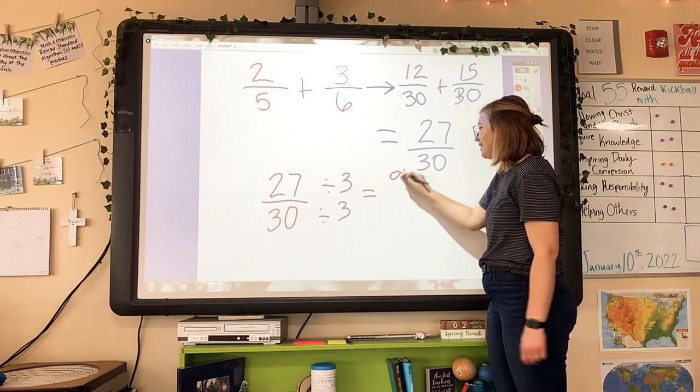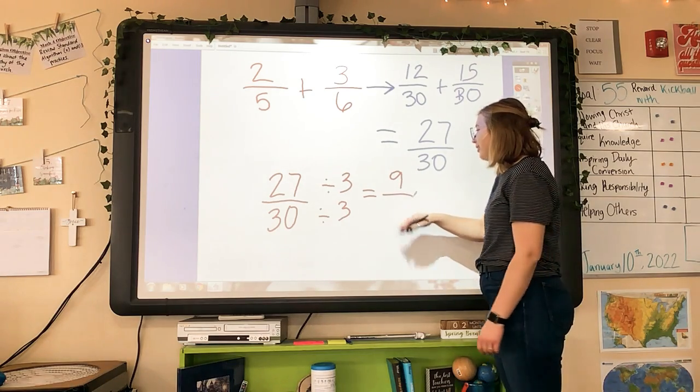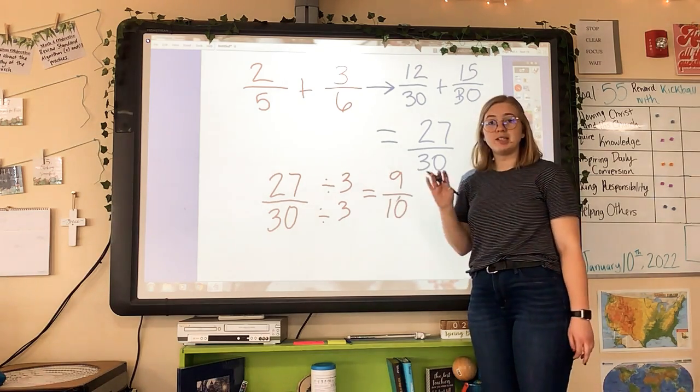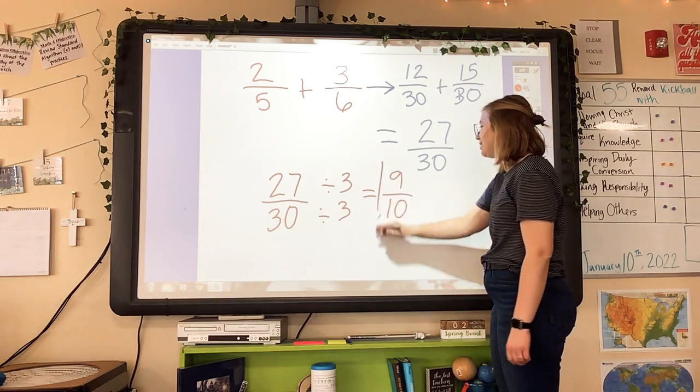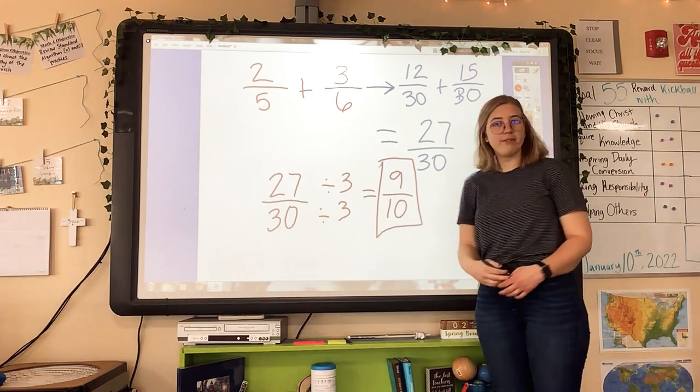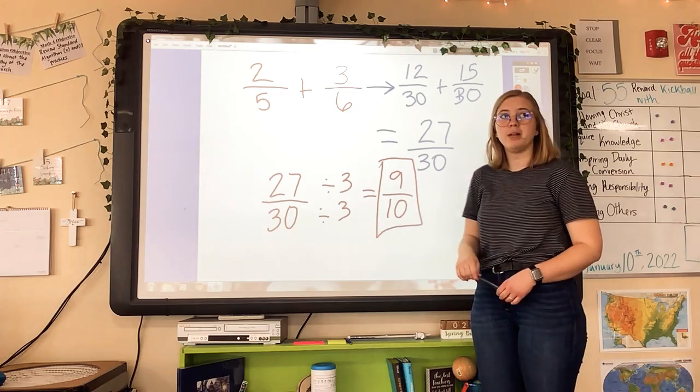27 divided by 3 is 9. 30 divided by 3 is 10. So my simplest form of this fraction is 9/10. 9 and 10 don't have anything in common that they can both be divided by.